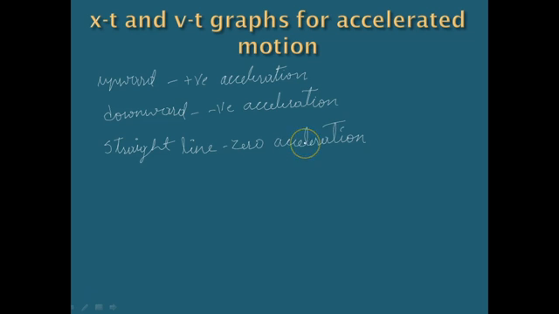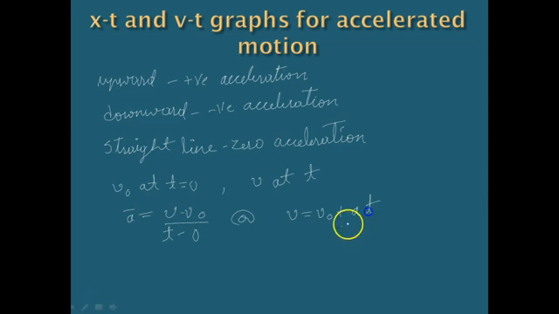The average acceleration equals the constant value of acceleration during the interval. If the velocity of an object is v naught at t equal to 0, okay, and if the velocity of the object is v at time t, then we can write this acceleration as v minus v naught divided by t minus 0. Or else we can also write by simplifying this equation, v is equal to v naught plus at. Okay, this is a very important formula for finding the velocity.